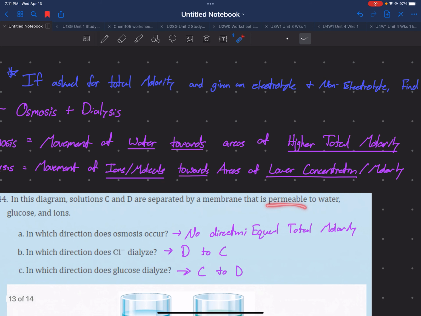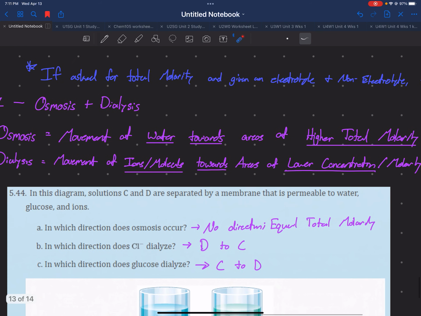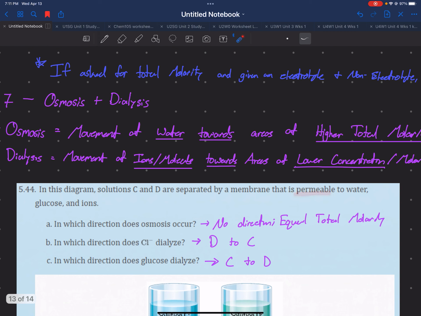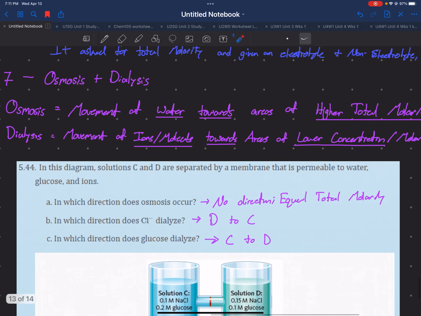That's what permeability means. But if they didn't include glucose, if they just said water and ions, and they still asked this question, it wouldn't go anywhere because it wasn't permeable. That's why you have to be careful about certain parts of the question.